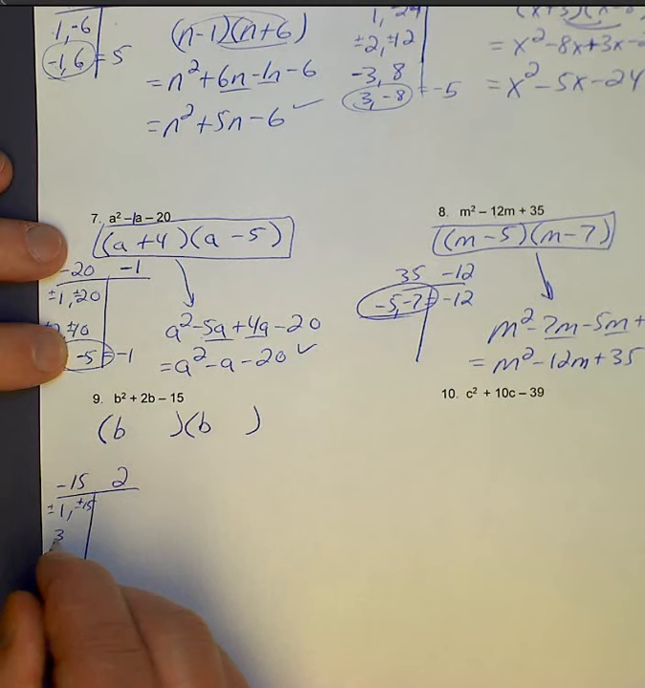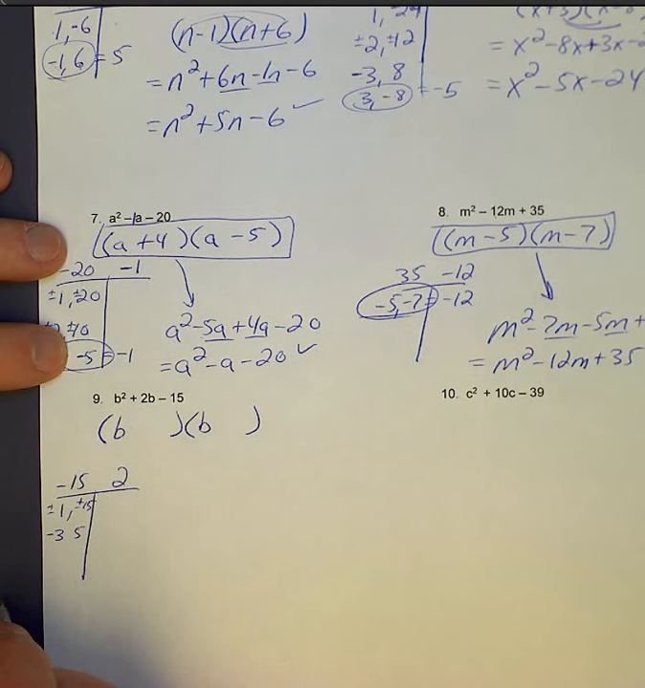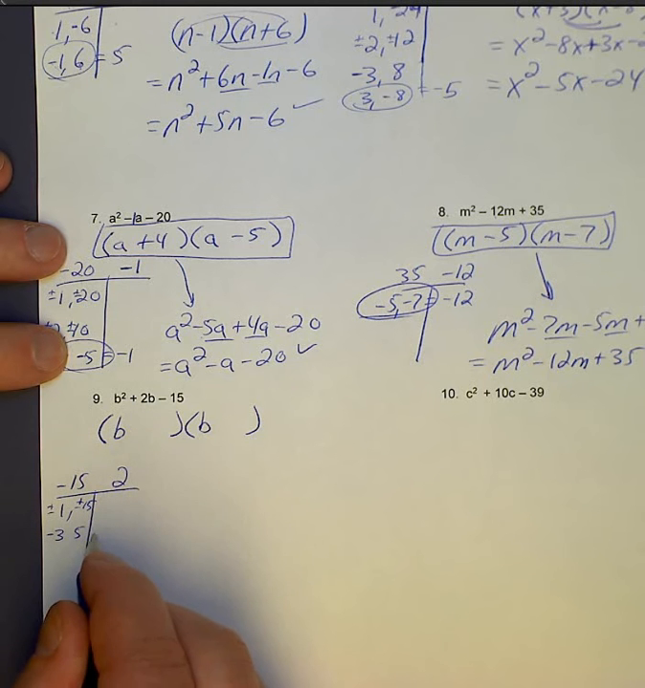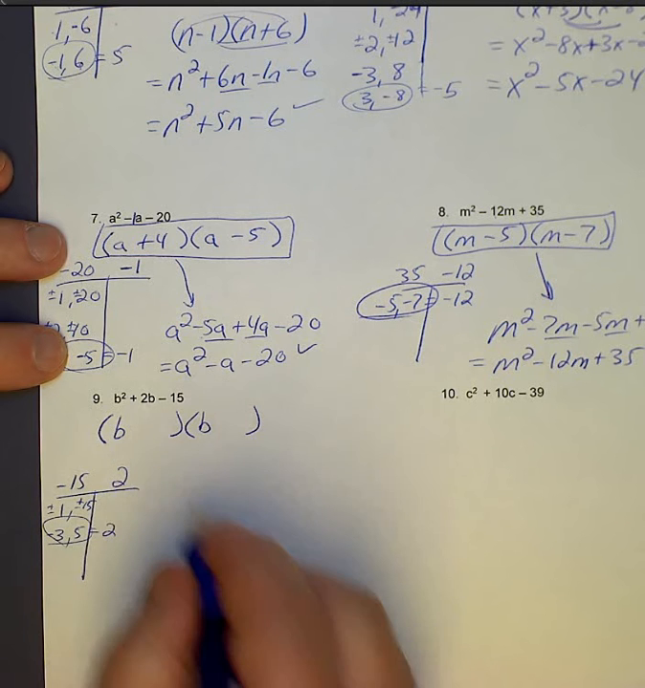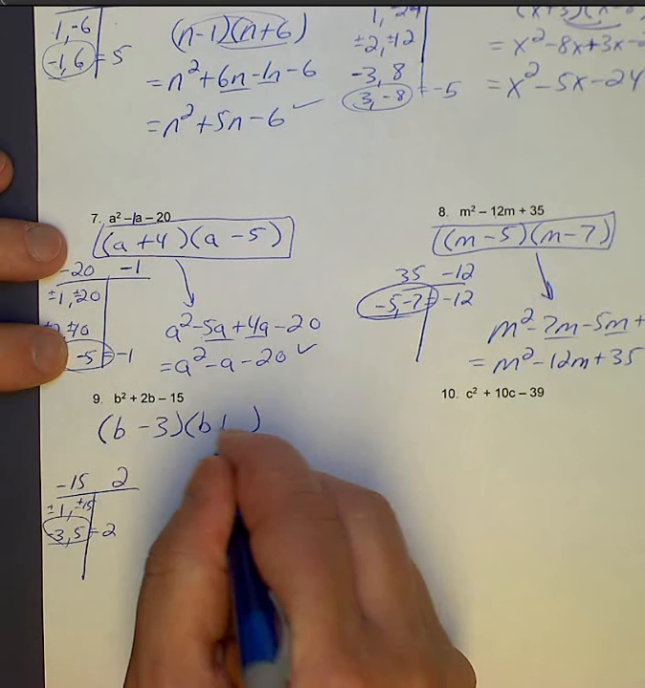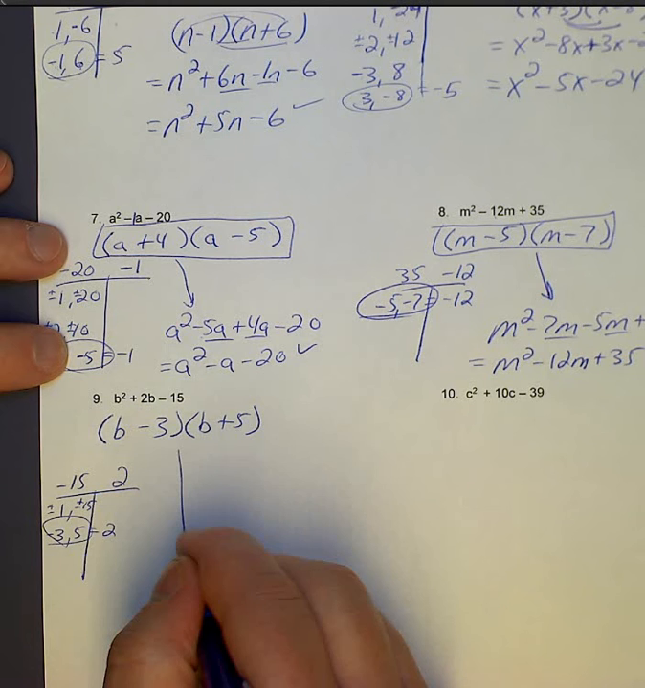What about 3 and 5? 3 times 5 gives me 15. I make one of them negative, I can get negative 15. If I make the 3 negative, negative 3 times 5 is negative 15. Negative 3 plus 5 is a positive 2. Those are my factors. So minus 3 plus 5. I'm going to check it.